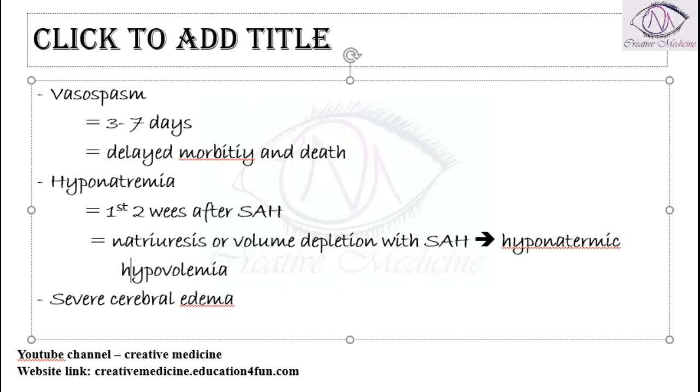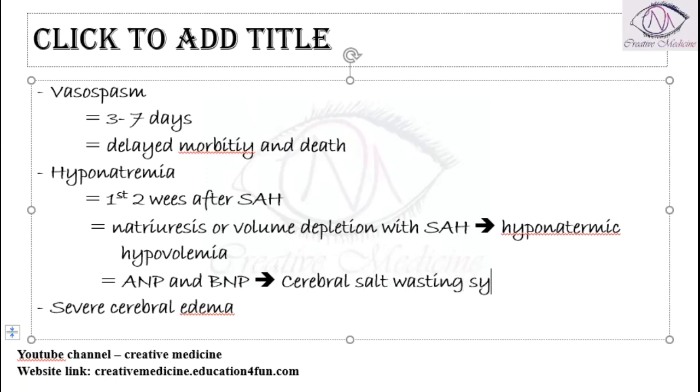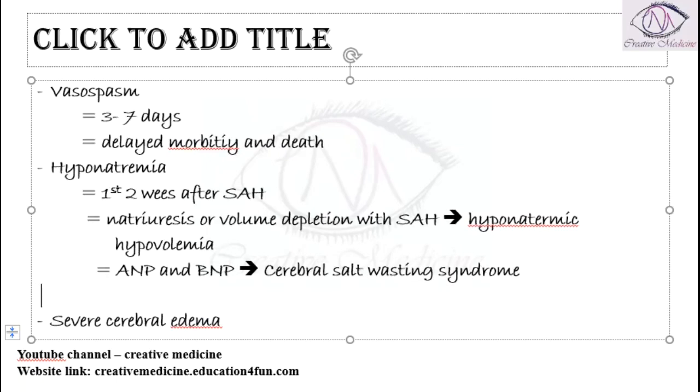One more important thing is that atrial natriuretic peptide and brain or B type natriuretic peptide are also released. Because of that, this can result in cerebral salt wasting syndrome. In most cases, this hyponatremia clears off over 1 to 2 weeks.